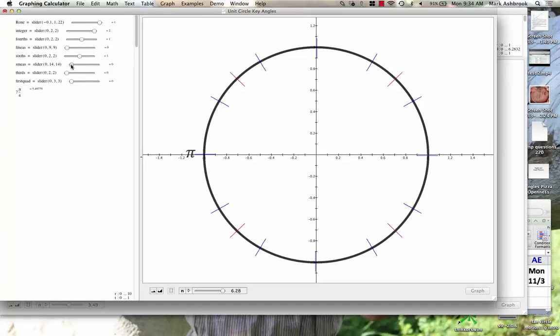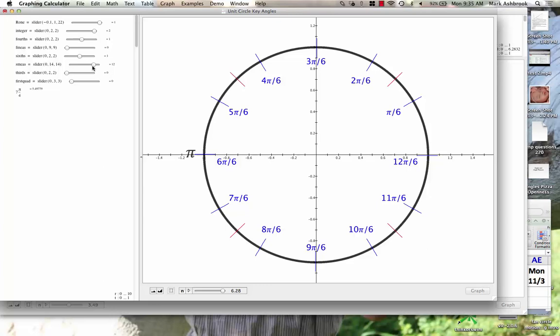Watch it. Ready? 1 pi over 6. 2 pi over 6. 3 pi over 6. 4 pi over 6. 5 pi over 6. 6 pi over 6. So the way you can remember these angles is just by counting. You just have them in the right spot and you just count one at a time. So then that's 6 pi over 6, and then 7, 8, 9, 10, 11, 12.